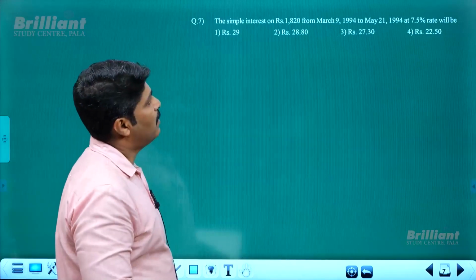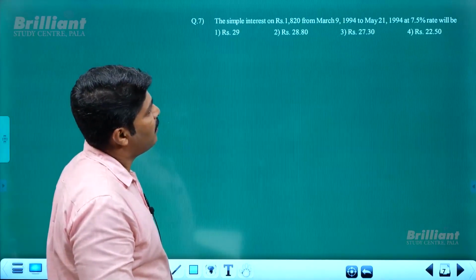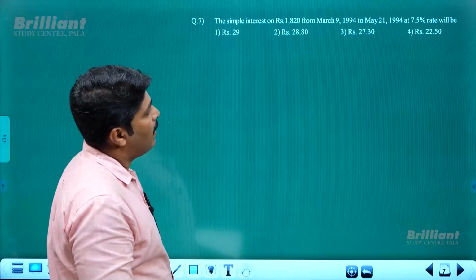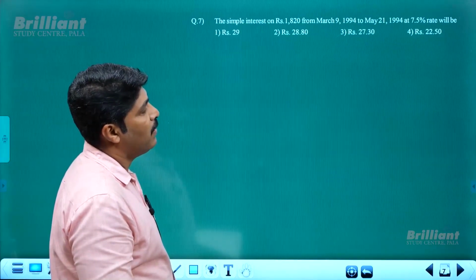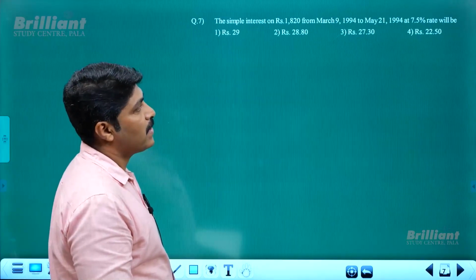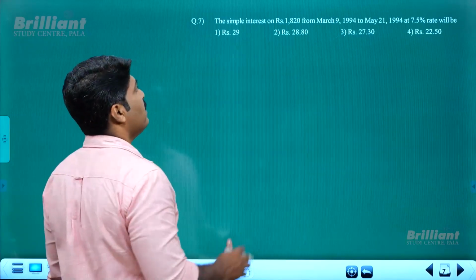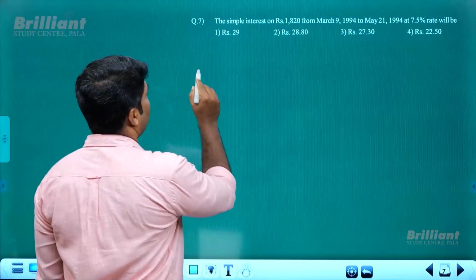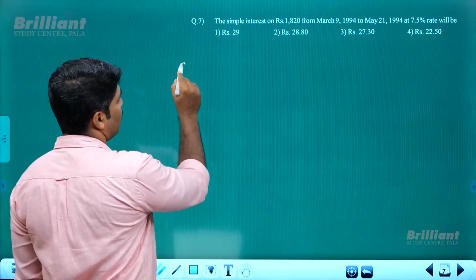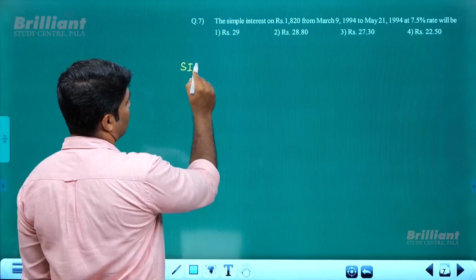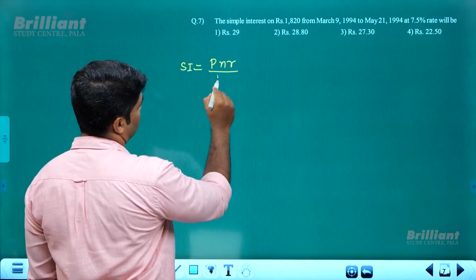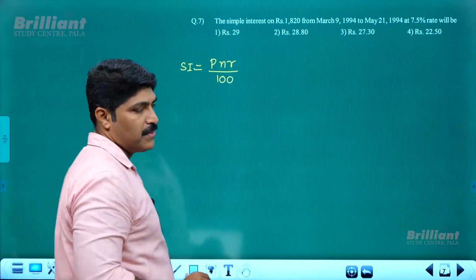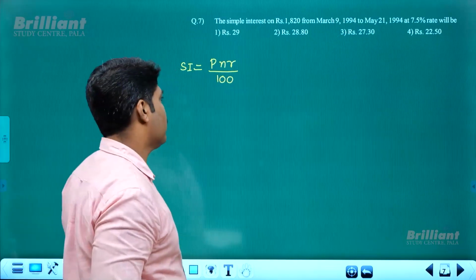The simple interest on rupees 1,820 from March 9, 1994 to May 21, 1994 at 7.5% rate of interest. For finding this, first we consider the formula for simple interest. Simple interest, we know the result, that is PNR by 100 or PRT by 100. You have learned this result both ways.